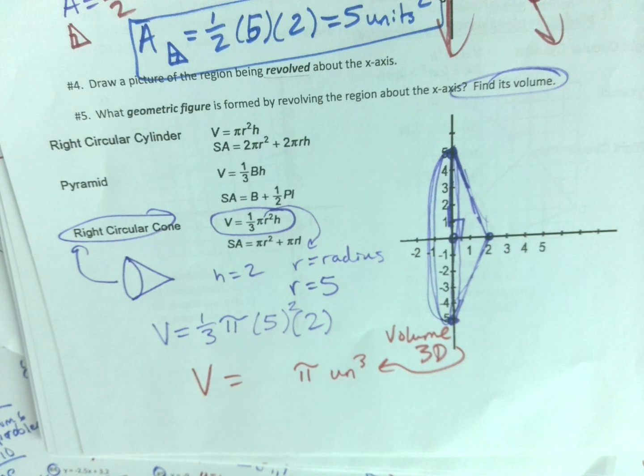So I'll give you guys a second. 5 squared times 2, multiply it by a third, and leave that as a fraction. If it were me, I would leave that as a fraction. I'll go to somebody here in just a second.